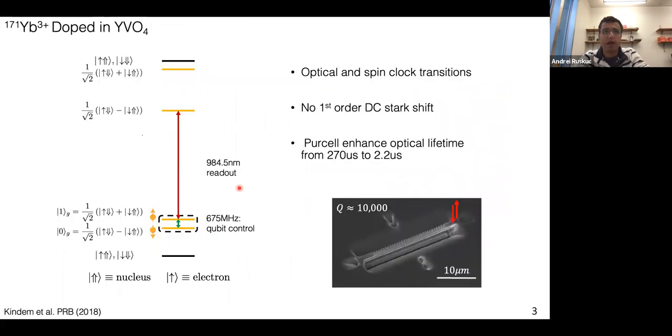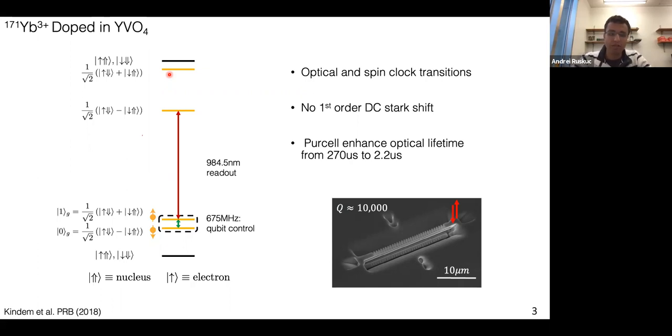We work with this specific isotope of ytterbium because it has an effective electronic spin of 1/2 and also a nuclear spin of 1/2. And this leads to the simplest possible hyperfine energy level structure shown here on the right. At zero magnetic field, the hyperfine interaction actually mixes the electron and nuclear spins. And this leads to the yellow energy levels highlighted here having no magnetic dipole moment, and therefore all transitions connecting them are first order insensitive to magnetic field fluctuations. Essentially, they're all clock transitions.